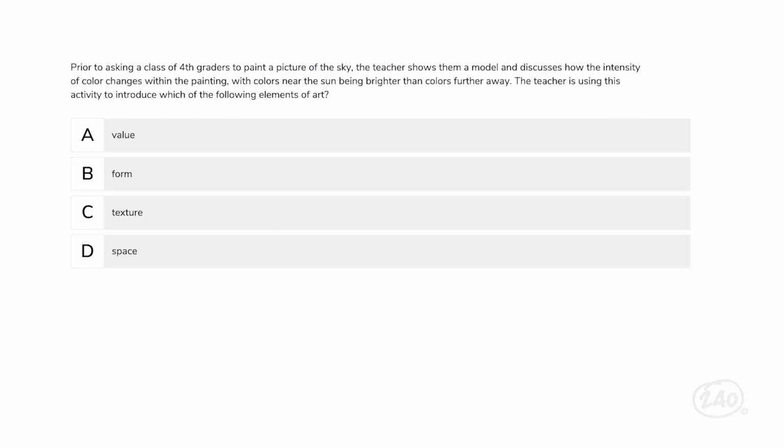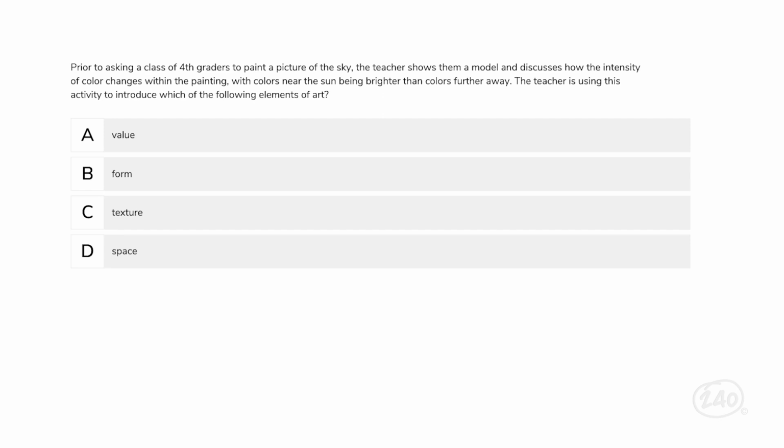Now for questions. Remember when we talked about elements of art? Let's look at how those are reflected in a question. Prior to asking a class of fourth graders to paint a picture of the sky, the teacher shows them a model and discusses how the intensity of color changes within the painting, with colors near the sun being brighter than colors further away. The teacher is using this activity to introduce which of the following elements of art: value, form, texture, or space.